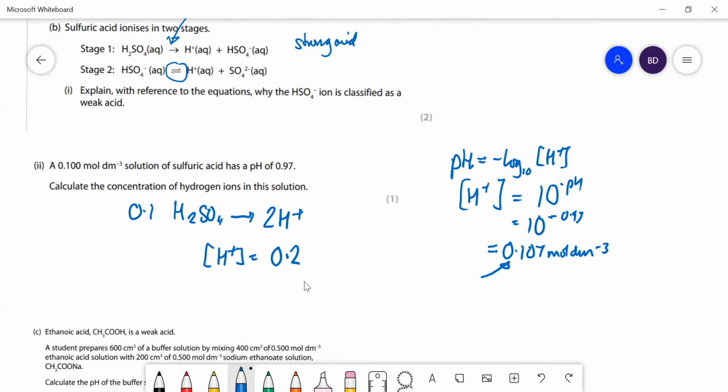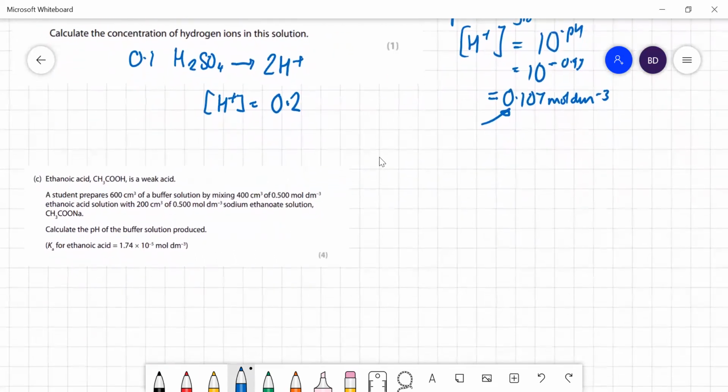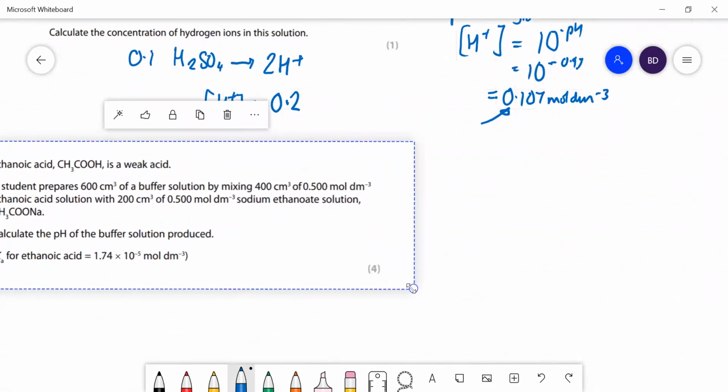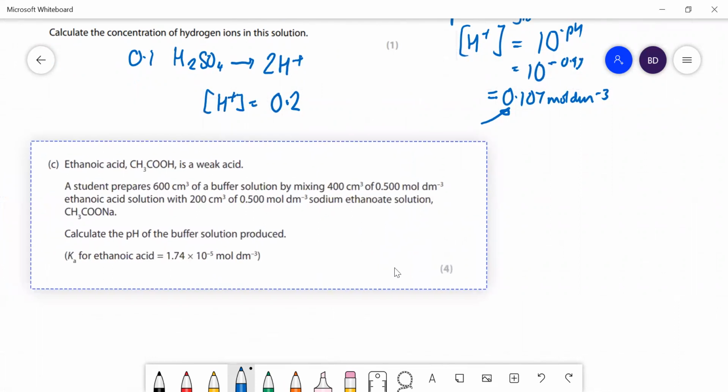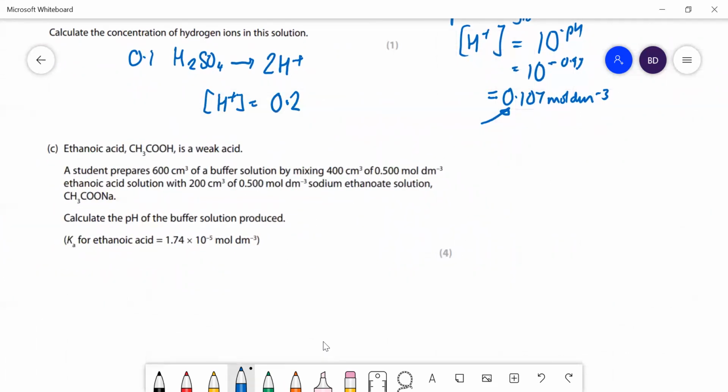Right, now we have got a fairly straightforward buffer calculation. There's nothing unusual about this one. Okay, so whenever we're doing a buffer calculation, it's a good idea to write down the expression for Ka.